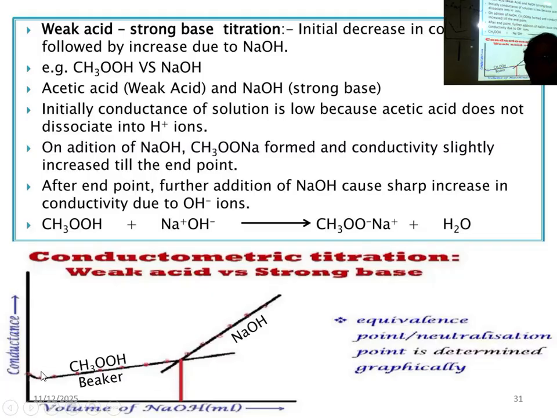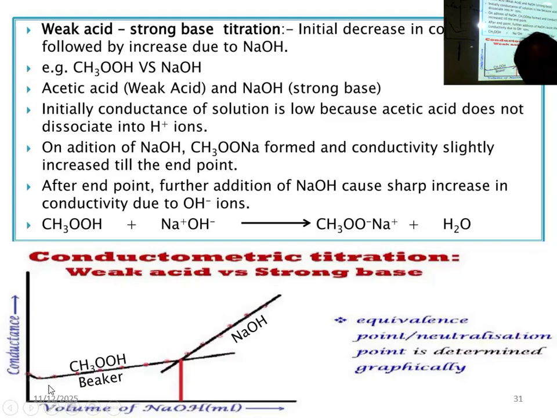I can explain. Listen. So here what is happening? Initially there is a very little fall, because some amount of H plus from the weak acid is there at the beginning. That will be removed by adding some alkali. Whatever H plus was there is removed.